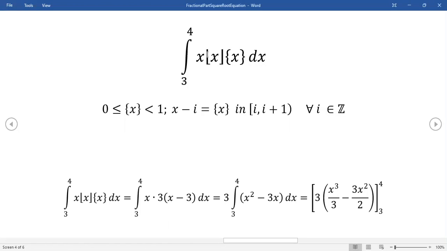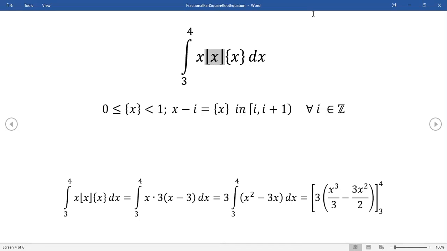This piece right here, the floor of x, I'll just highlight right here. In this interval, numbers between 3 and 4 have a floor of 3. That's what the floor function does. For example, 3.2 would be in this interval somewhere. And so the floor of x is just 3. Right here, the floor of x is just equal to 3.